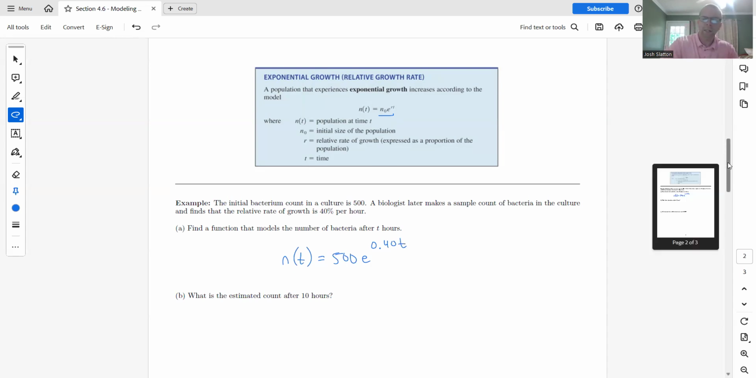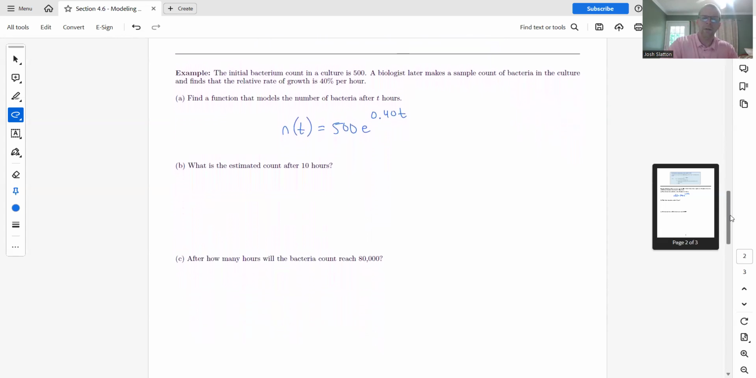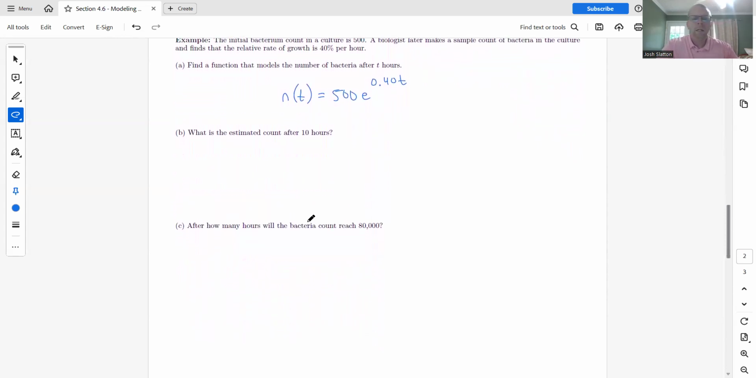And then we can plug in, what's the estimated count after 10 hours? So we can plug in 10. So N of 10 would be 500 e to the 0.4 times 10, and it should come out to about 27,300. Then after how many hours will the bacteria reach 80,000? We're going to set the function equal to 80,000 and solve for t.